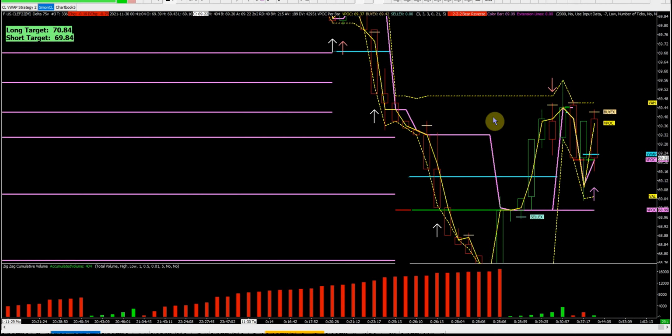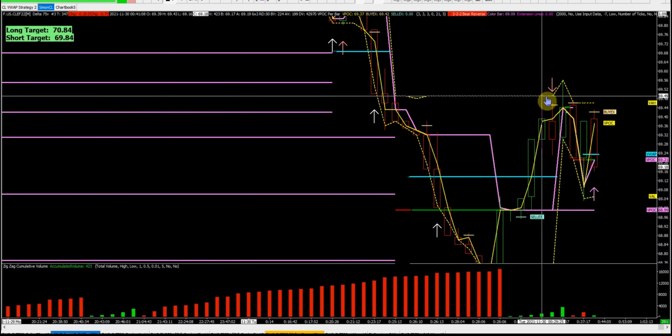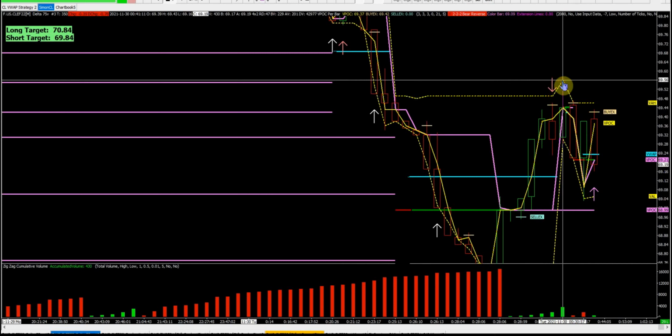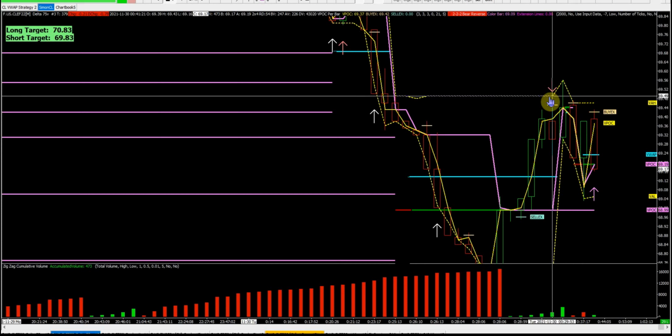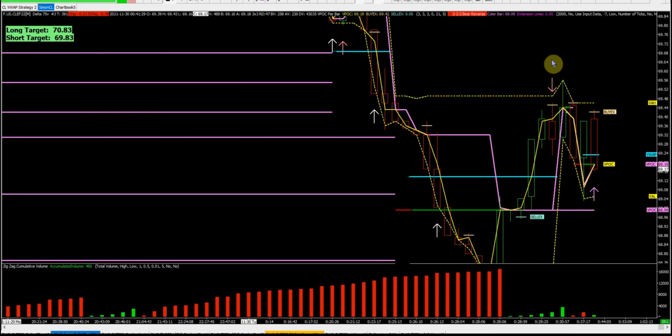What would you have done? You could have gotten out here. You could have flipped it right there, 69.49. If you had a 10 tick stop, it came back up to 69.56, so it's 7 ticks beyond it. Or you could wait. You could get out of your long trade right there and flip to a short. Okay.